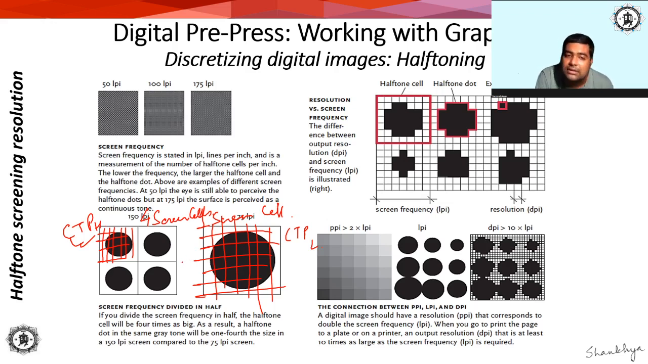So the resolution is increased. Why am I saying resolution is increased? Because the same area is represented not by one but by 4 dots. Naturally, the amount of detail will be greater in this area, is it not? So that is what resolution is all about. Now another very important thing, this particular concept, the resolution versus screen frequency. I've already explained that earlier also.